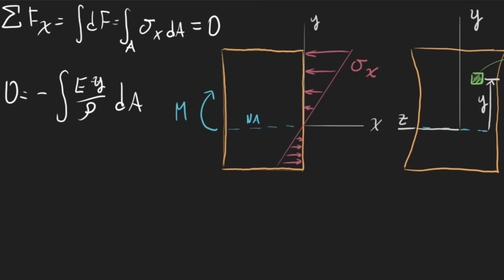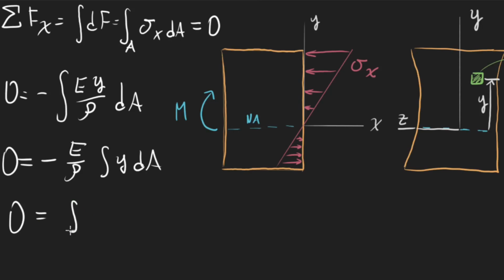Or the last case is that this integral of y dA has to equal 0. So if we pull out all these constants, what we're saying is that this has to equal negative E over rho times the integral of y dA. We know none of these terms can be 0, so the integral of y dA has to be equal to 0.